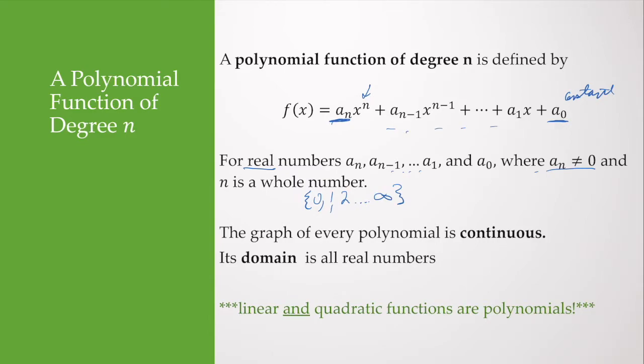The graph of every polynomial is continuous. For us, that means I can draw it without picking up my pencil. Its domain is all real numbers. What we need to be cautious of is its range. We've seen polynomials before: linear functions of the form f(x) equals mx plus b, and quadratic functions of the form f(x) equals ax squared plus bx plus c are polynomials.